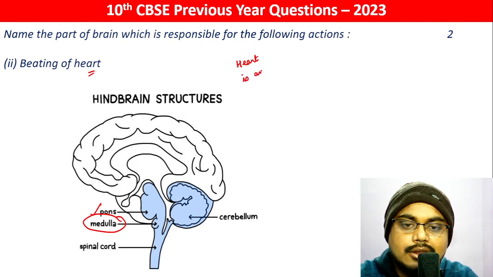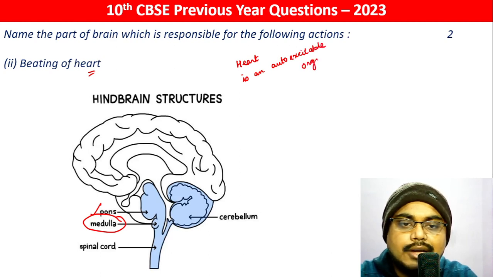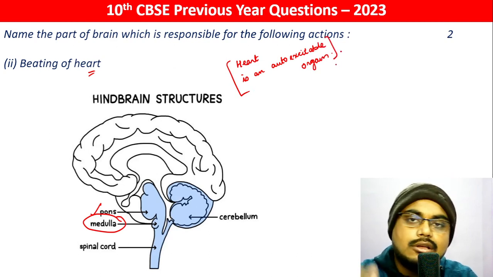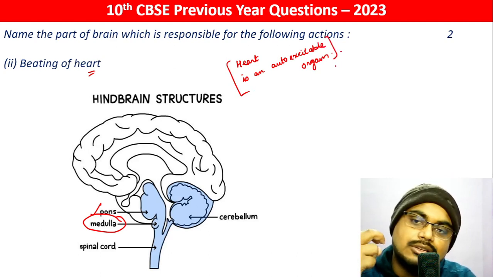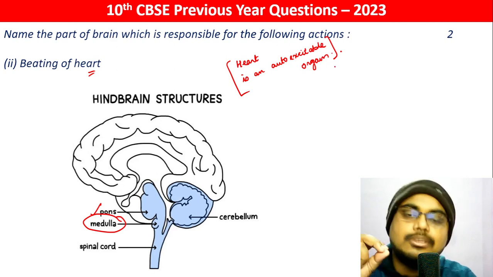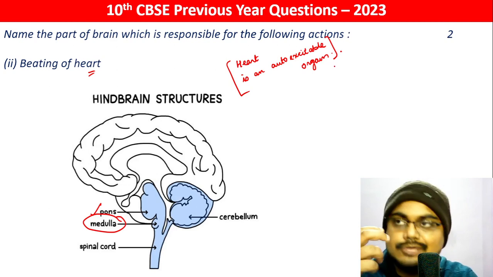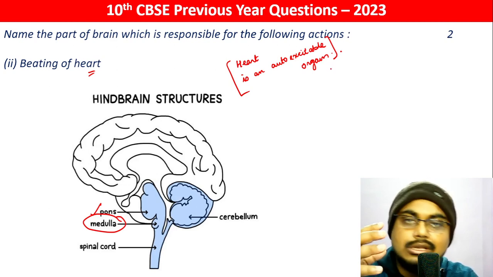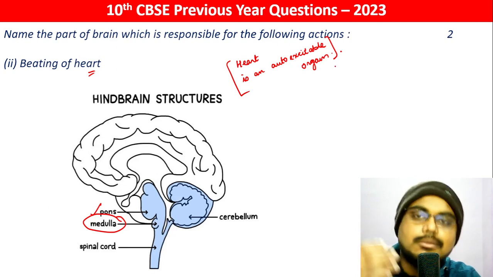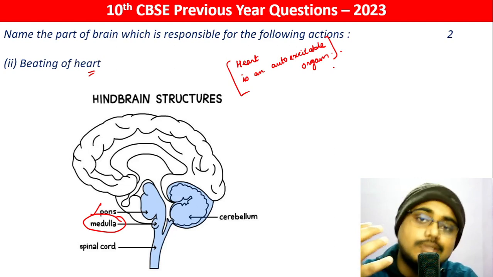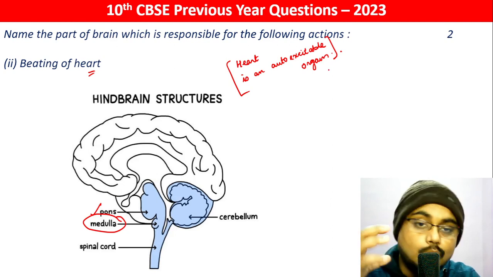is an auto-excitable organ. It means what? That heart doesn't require instruction by the brain to beat. Heart beats on its own. So that's why even heart transplants are possible, even though the brain is dead and the person is dead, for some time the heart transplantation is possible because the heart can beat on its own.